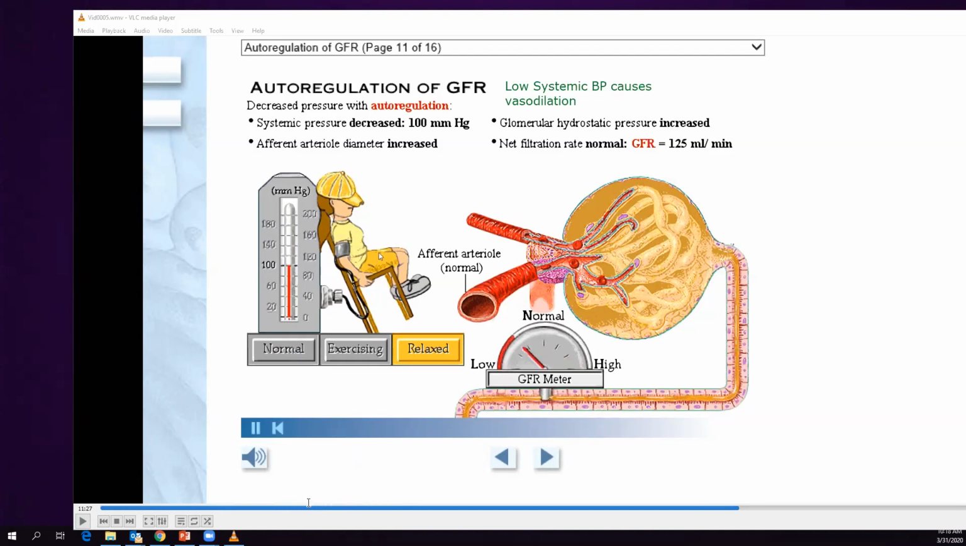How are we going to get it to vasoconstrict? Well, that's the fun part. Oh, to get rid of that.